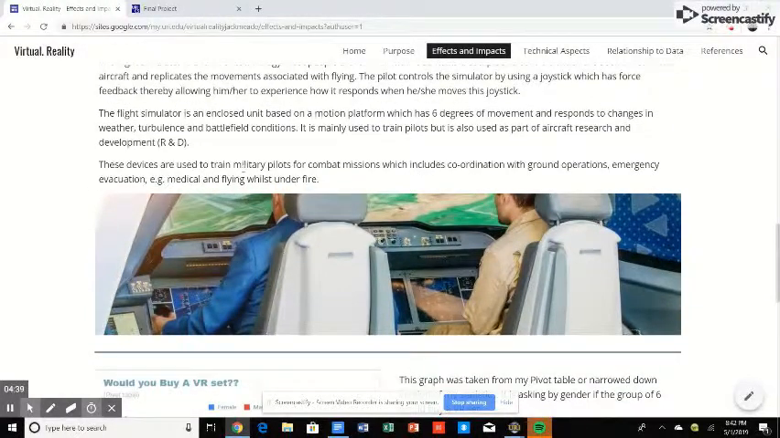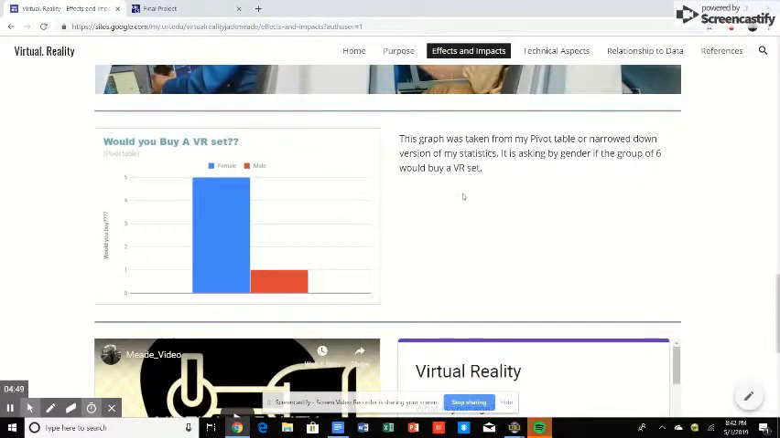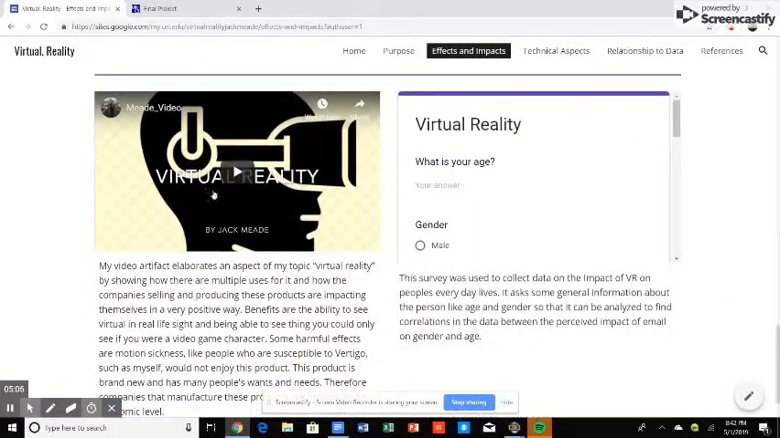And these devices are used to train military pilots for combat missions and so on. Then down here was a graph from my pivot table off of my survey statistics, describing whether you would buy a virtual reality set, on a smaller scale of female to male who would buy one. And over here is my video, and this is the benefits of the virtual reality set.